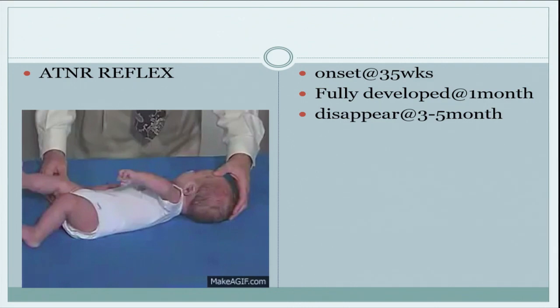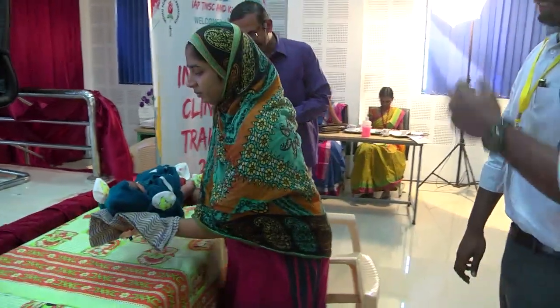Next one is asymmetric tonic neck reflex. The demonstration part. Now we can see with the baby. Can we go down or shall we take the baby up? We'll go down there. So now he is going to demonstrate on a real baby, because in the exam there is going to be a real patient.